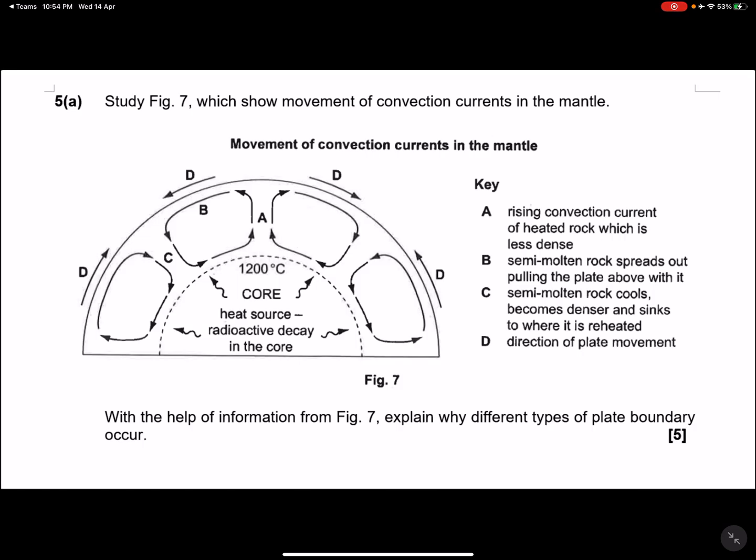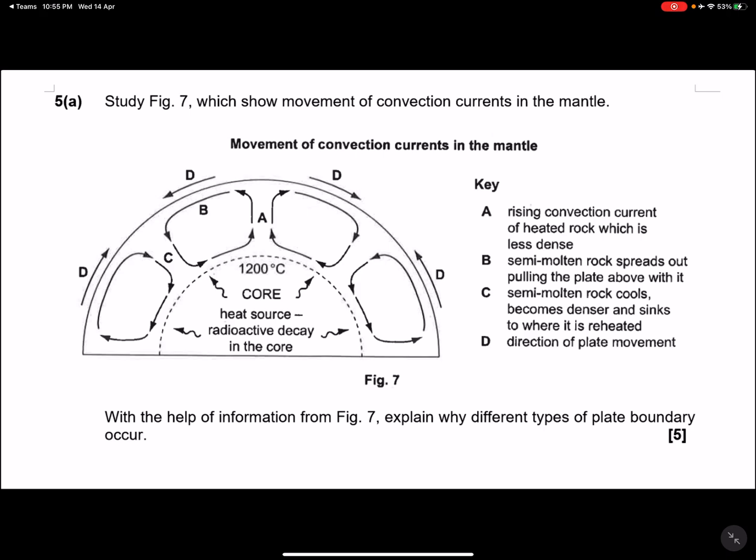Okay, five, I think five is the last one. Five is a very old school type of question for convection currents. This is the basis of your plate movement. So they want you to explain why different type of plate boundary can occur. So what are they expecting? They're expecting you to talk about why at A you have divergent plate boundaries, at C you have convergent plate boundaries.